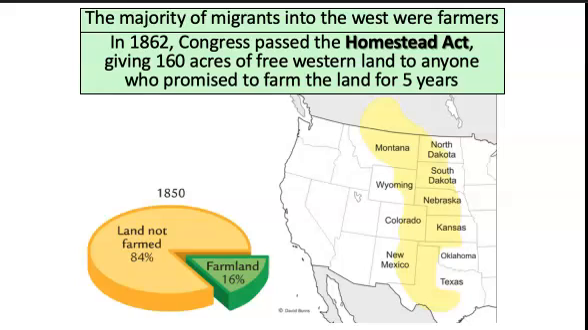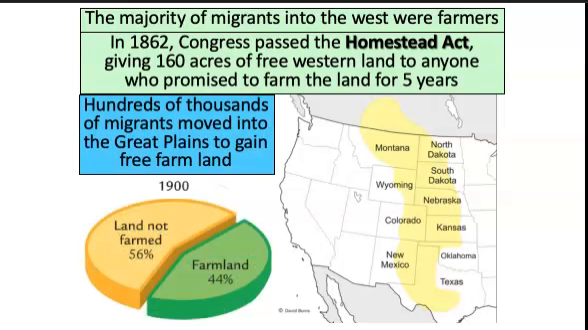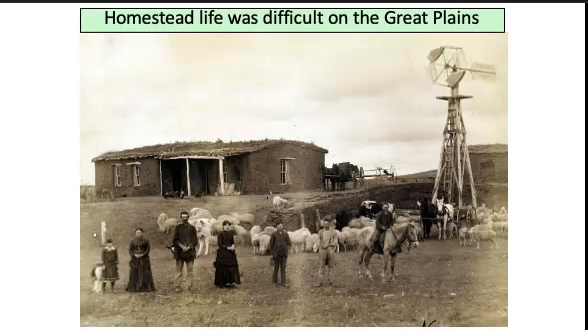Now, hundreds of thousands of migrants are going to move onto the Great Plains to gain this free farmland. And we can see an example of one of the homestead certificates right here. You can see in the middle of the page how 160 acres is being provided to this particular person. But life on these 160 acres wasn't exactly easy. And oftentimes the acreage that was doled out as part of the Homestead Act was not always the best.